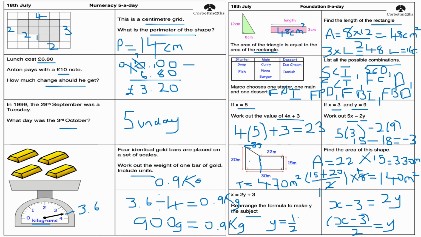Either one is fine. So the answer is y is equal to x minus 3 all divided by 2, or y equals a half lots of x minus 3. Either way is the same answer. So y is equal to x take away 3 all divided by 2, and that's in closed brackets.